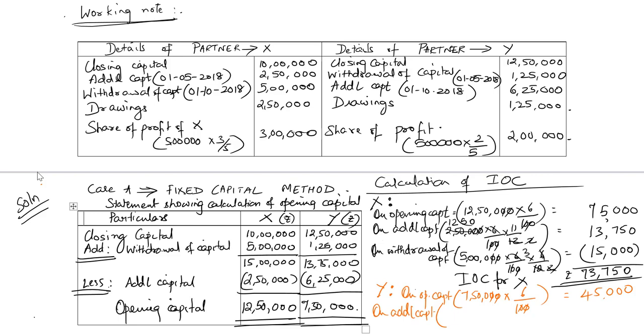On additional capital, Y's additional capital is rupees 6,25,000 at 6% for 6 months from 1st October 2018 till the end of the accounting period. Which is 6,250 into 3, which is equal to 18,750 rupees.